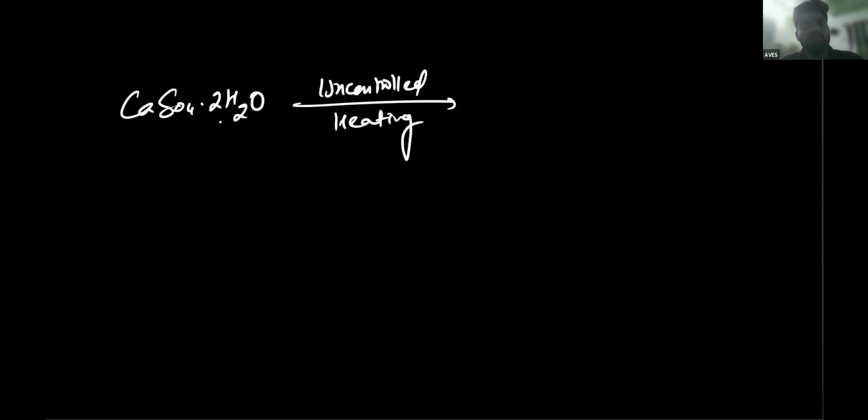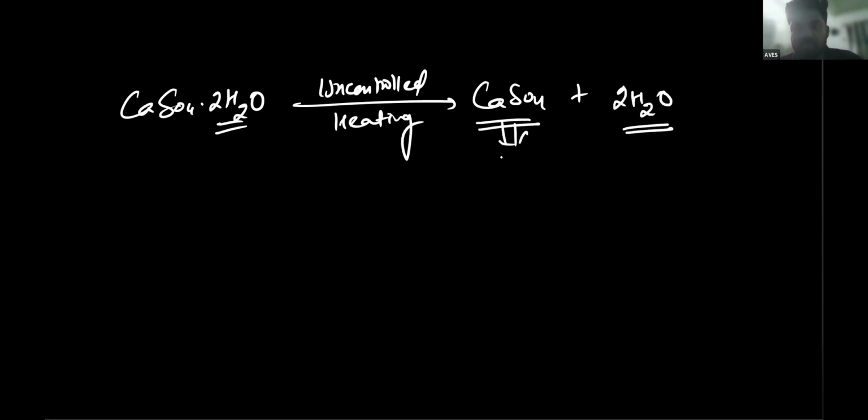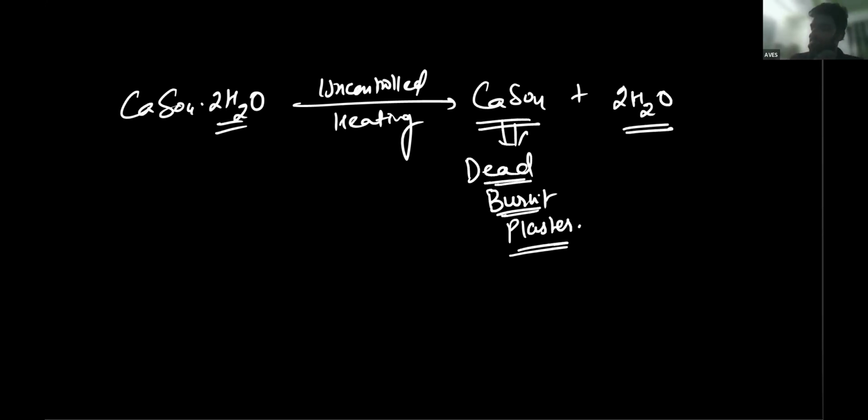Then this whole water of crystallization will get evaporated. CaSO4·2H2O. This whole water of crystallization will get evaporated, and this will become dead burnt plaster. This is a hard mass, and it's called dead burnt plaster. Got it?